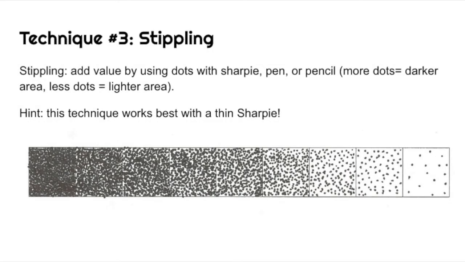Our next technique is called stippling. It's when you use dots to add value. The more dots, the darker it will be. The fewer dots, the lighter the area.